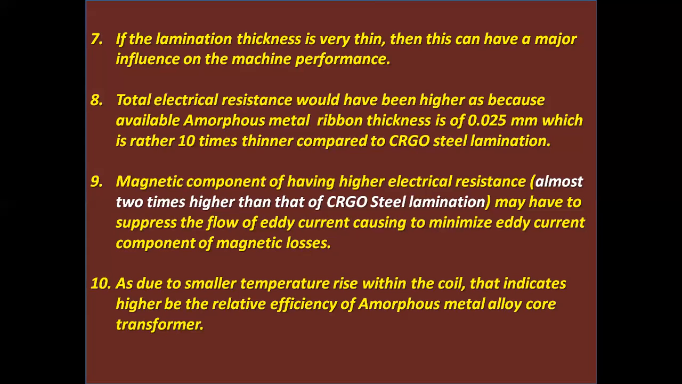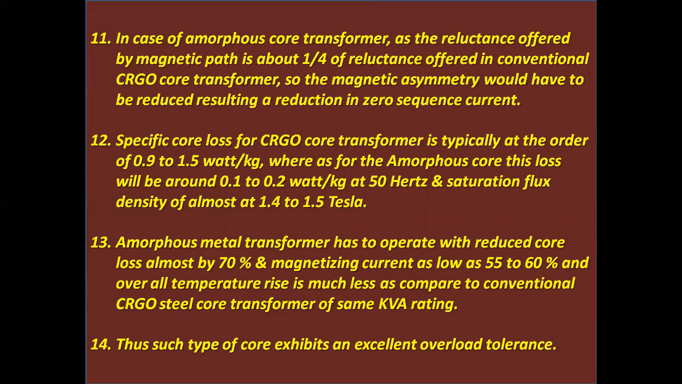Number 10, due to the smaller temperature rise within the coil, the relative efficiency of the amorphous metal alloy core transformer is higher. Number 11, in the case of the amorphous core transformer, the reluctance offered by the magnetic path is about 1/4 of the reluctance offered in the conventional CRGO core transformer. So the magnetic asymmetry is reduced, resulting in a reduction in zero sequence current.